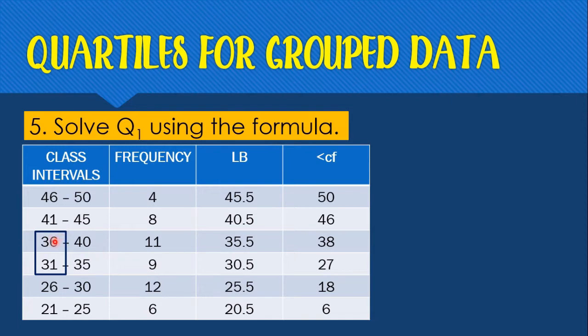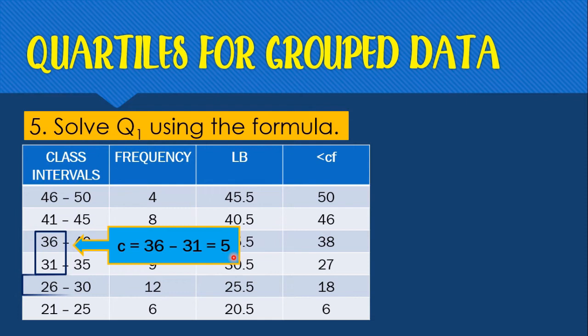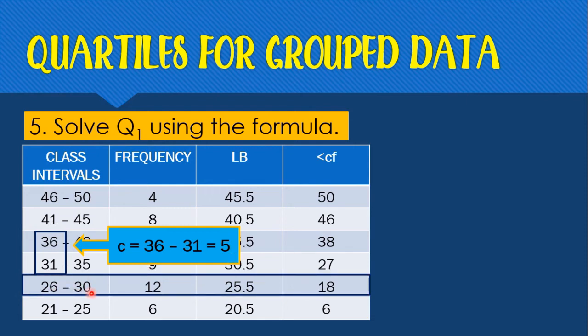So using 36 minus 31, our class size, it could be C or I. 36 minus 31 is equal to 5. And then again, we have obtained a while ago that our Q sub 1 class is 26 to 30. So we'll be using the frequency of 12, the lower boundary of 25.5, and again, the total number of frequency or n is 50.